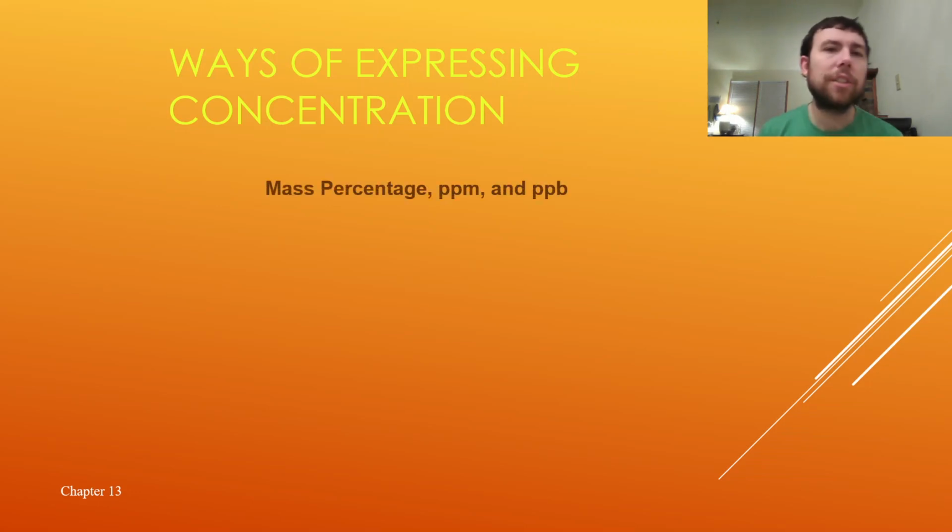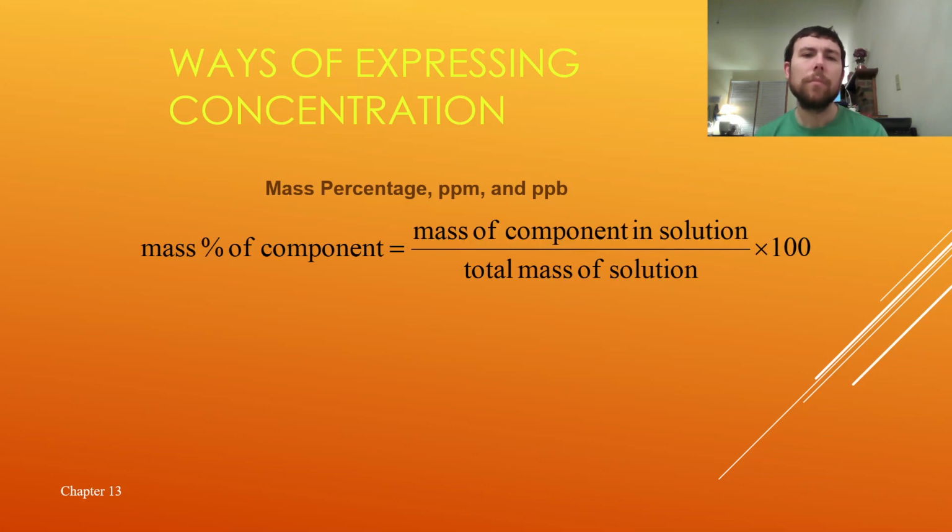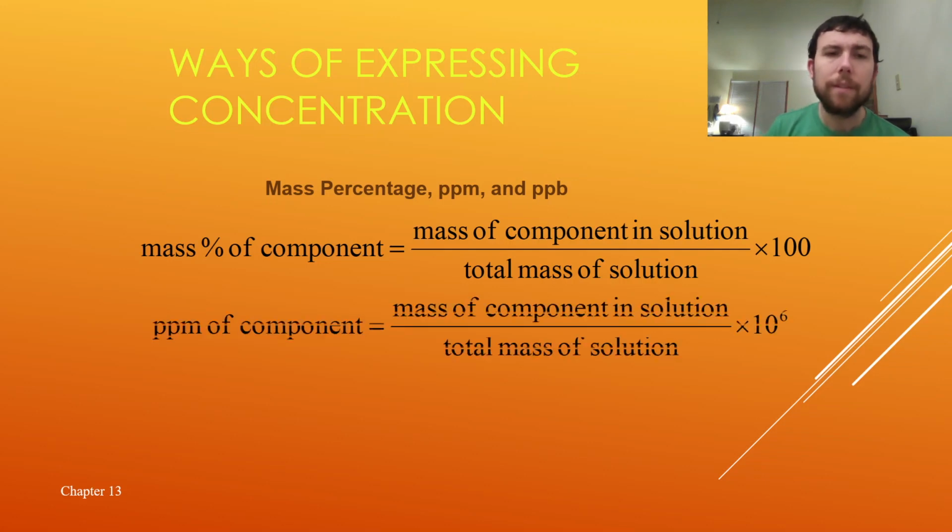So some concentration units that you need to be aware of that you might have seen, like maybe you've taken AP Environmental Science, are parts per million and parts per billion. Another one is mass percentage, right? So mass percent of a component is going to be the mass of the component in solution divided by the total mass of solution times 100, right?